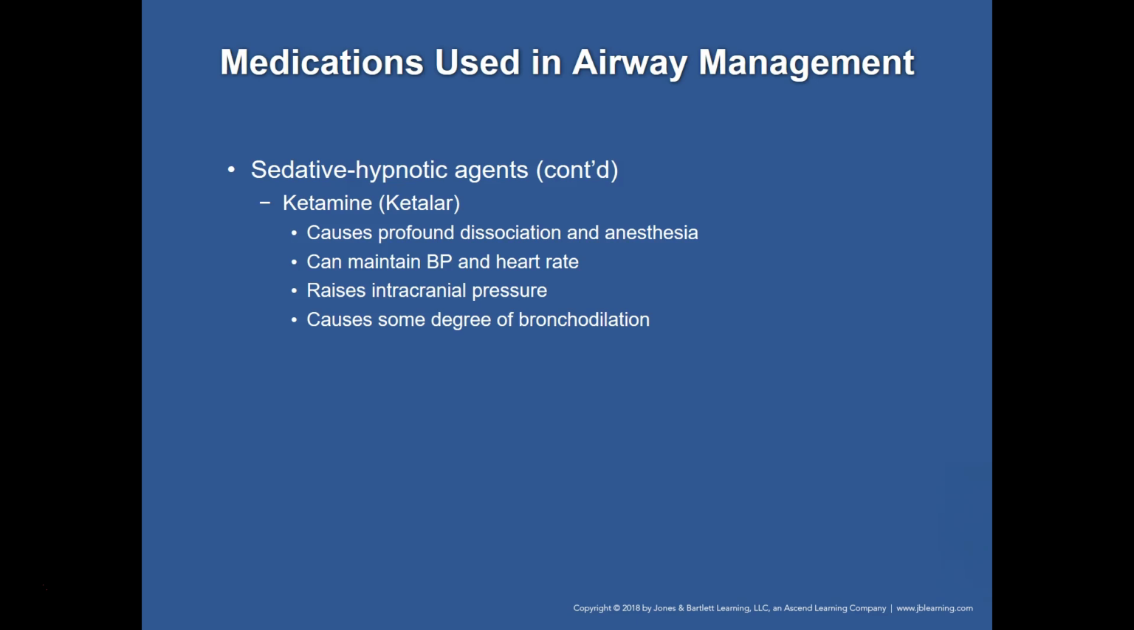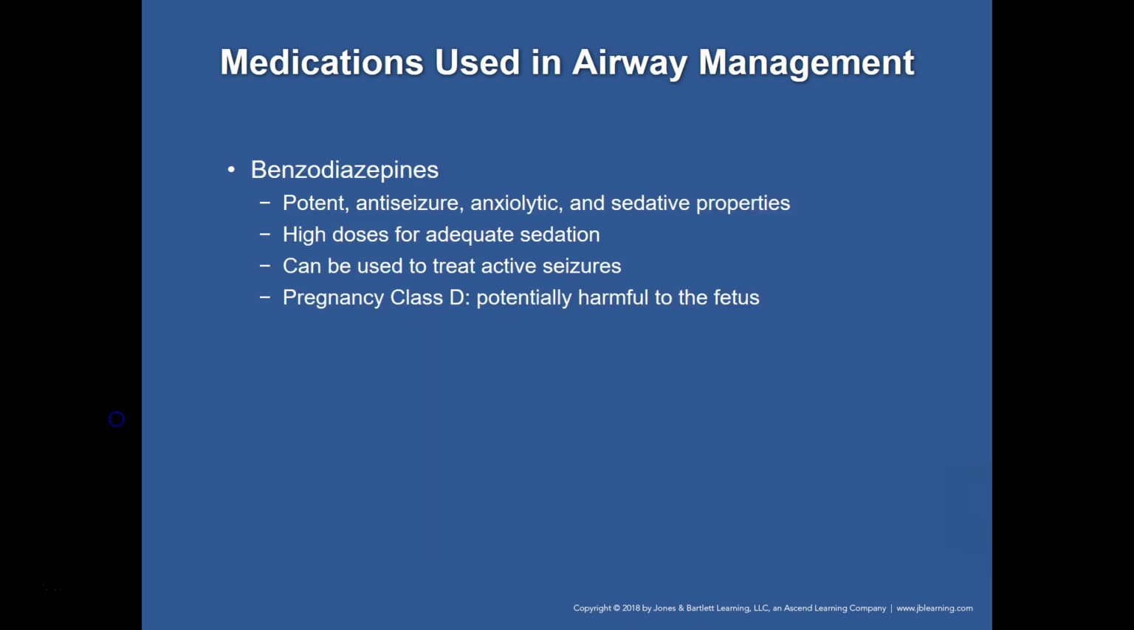Ketamine, it's another popular one. We're seeing more and more carried in the pre-hospital setting. Profound dissociation and anesthesia. Can maintain blood pressure and heart rate. Raises intracranial pressure though, so that's going to be a concern if we've got somebody with a possible head injury. And it can cause some degree of bronchospasms. So if we've got a patient that is having some bronchospasm issues already, or may have a head injury, this may not be our drug of choice. We may have to look at something else.